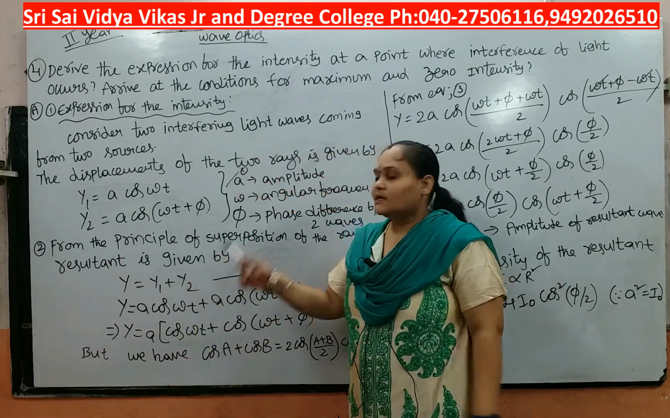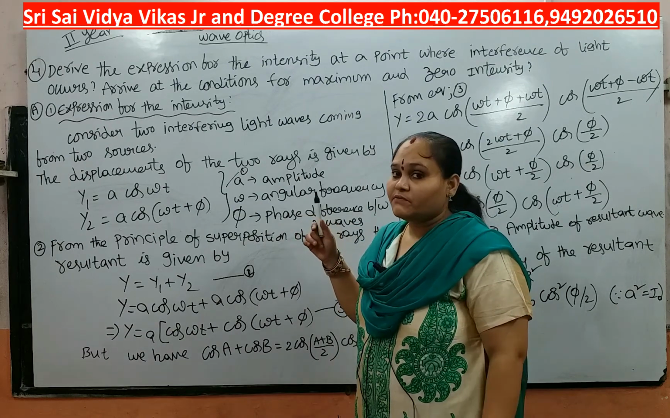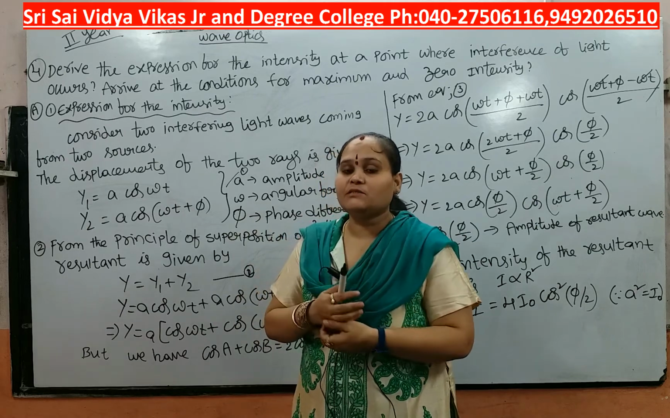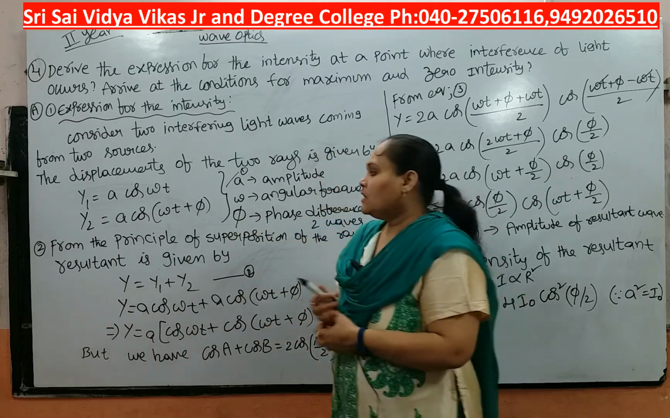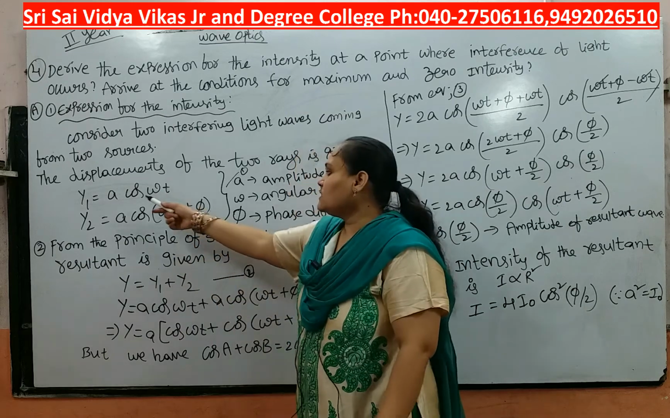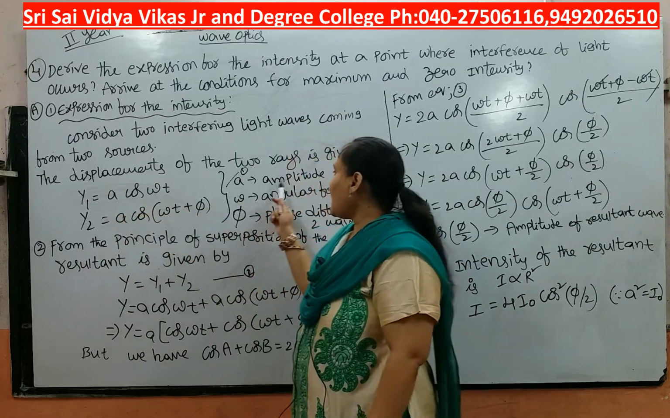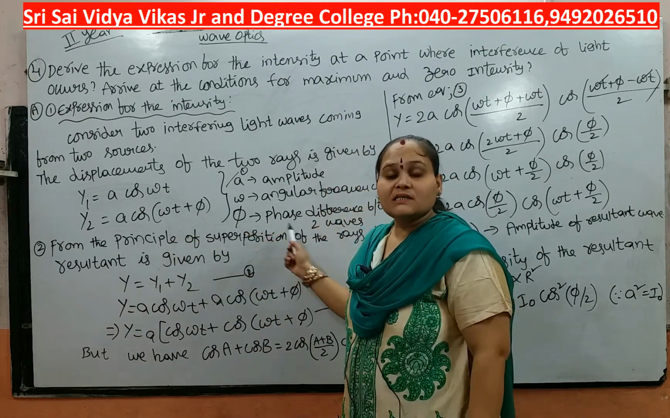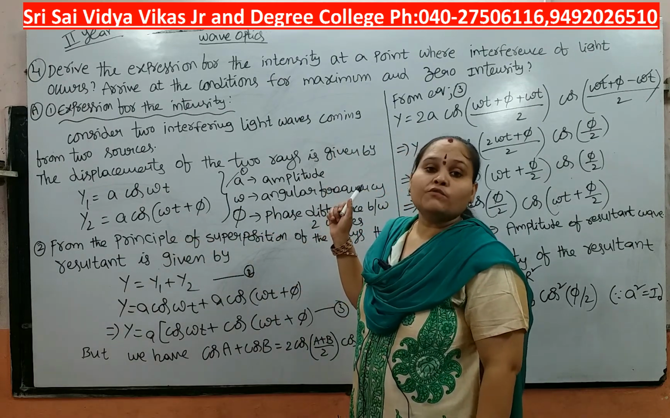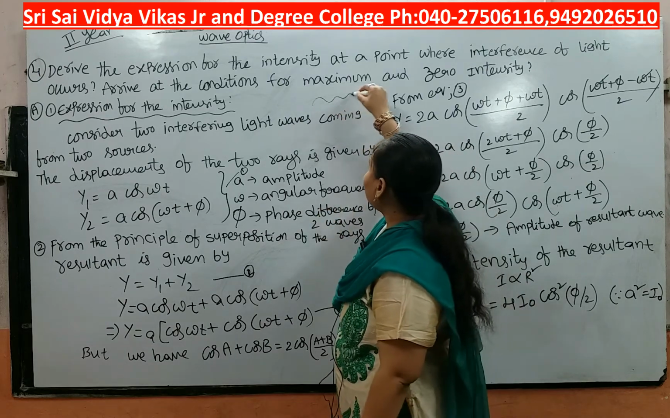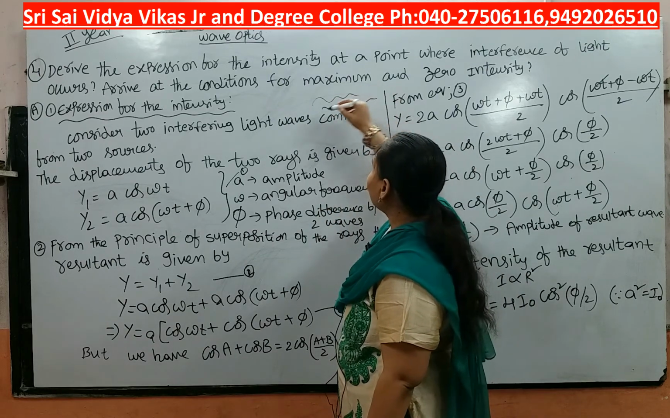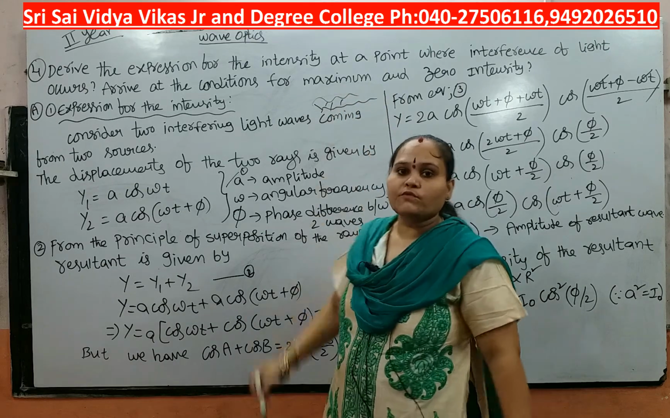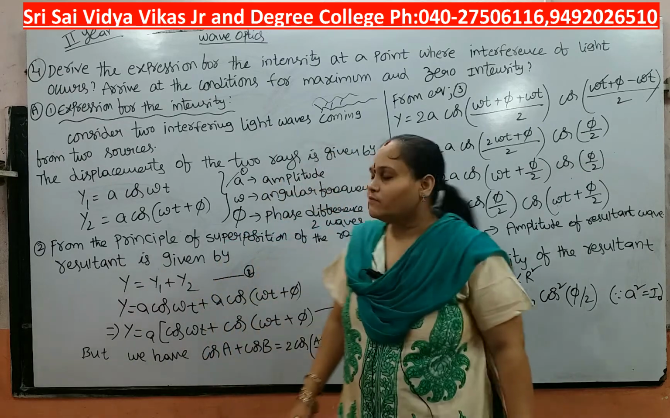That means here two interfering waves are coming from two different sources, so they have a certain phase difference between them. Phase represents the state. In this equation, a represents the amplitude, omega represents the angular frequency, and phi represents the phase difference between the two waves. That means the first wave is traveling in this direction and the second wave is traveling in this direction, with a certain phase difference between them, which is indicated by phi.